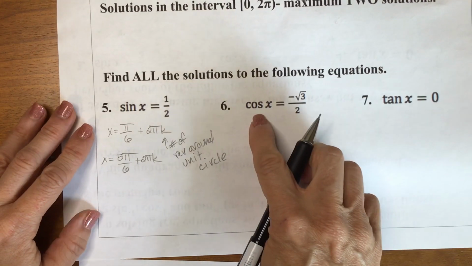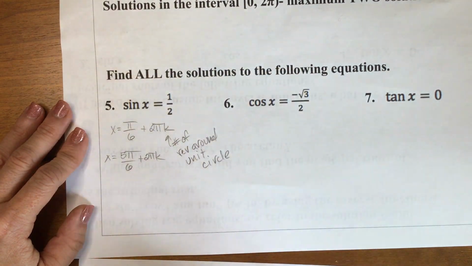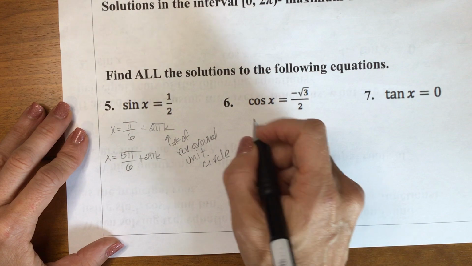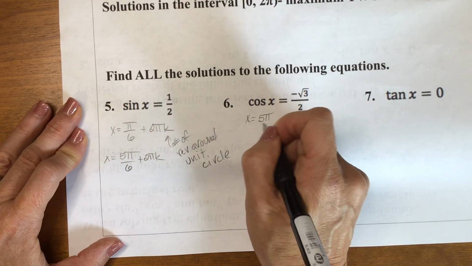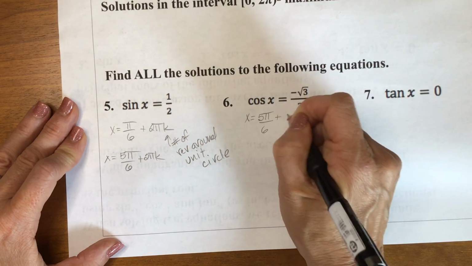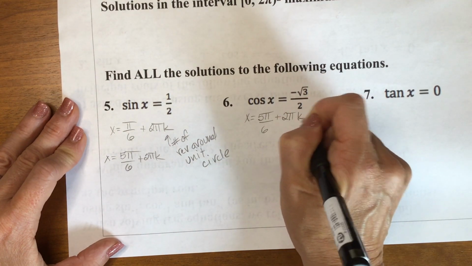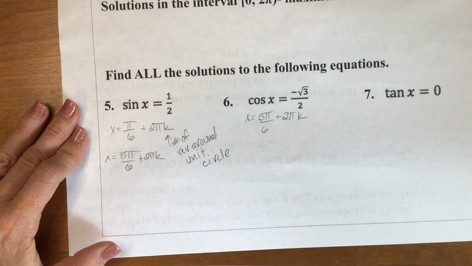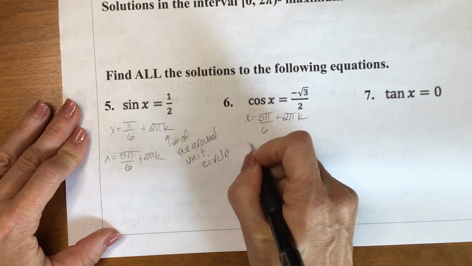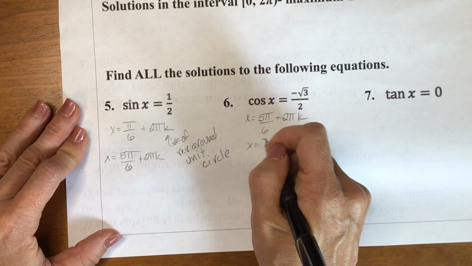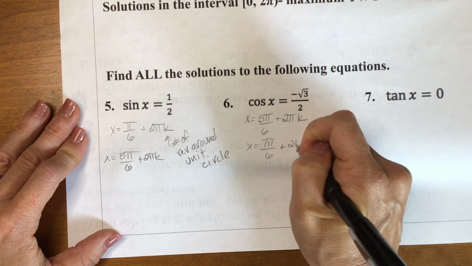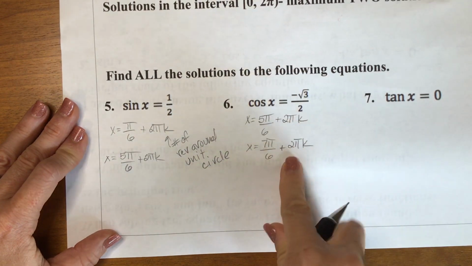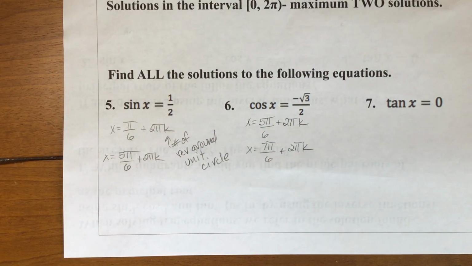Same here, we know that cosine is negative root 3 over 2 at 5 pi over 6, and cosine has a period that is 2 pi. We also knew that it was negative root 3 over 2 at 7 pi over 6. And we still want to show that the period for one cycle is 2 pi.